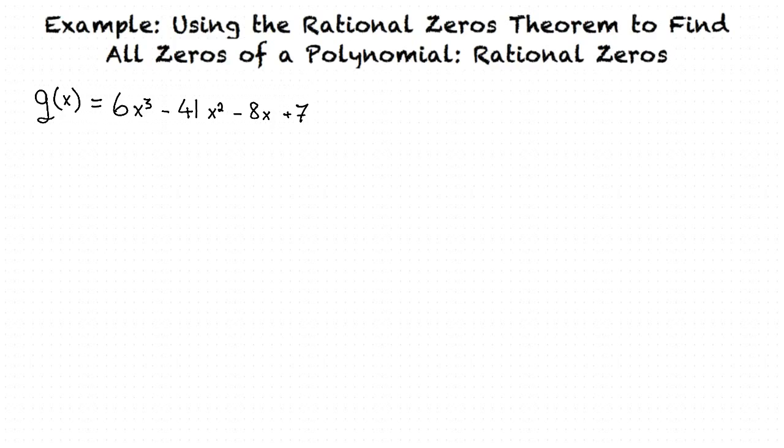To do this, we'll first need to identify a sub 0 and a sub n. A sub n is the leading coefficient, so a sub n in this case would be 6. A sub 0 is the constant term, which in this case is 7.